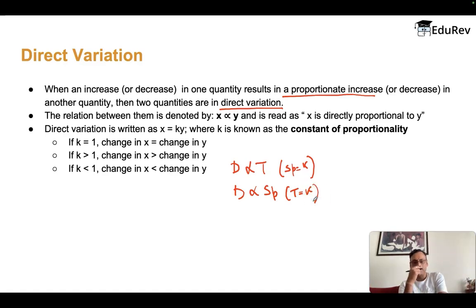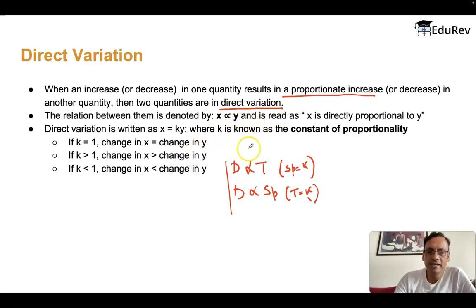Okay, so if you increase in the first one, if you increase the time taken, distance will increase. If you decrease the time taken, distance will decrease. In the second case, when time is constant, if you increase the speed, distance will increase. When you decrease the speed, distance will decrease. So these are classic examples of direct variation. Okay.